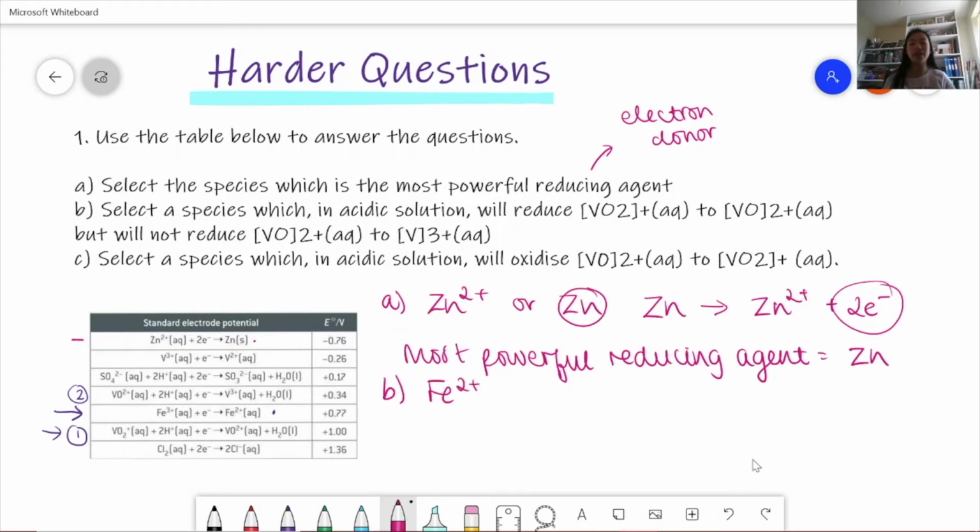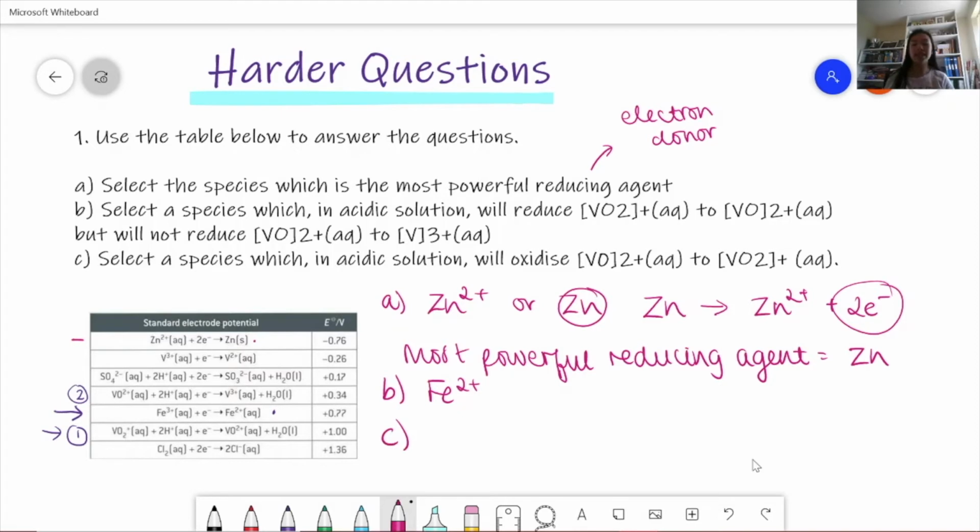We can always check this with the other equation as well. With the other equation, what's happening is that it's being oxidized because it's not being reduced. So the reverse of equation 2 is happening because it's giving away its electrons, and that means that the Fe3+ is accepting the electrons. So the species that will not reduce the VO2+ to V3+ is still the Fe2+. So that is our answer.